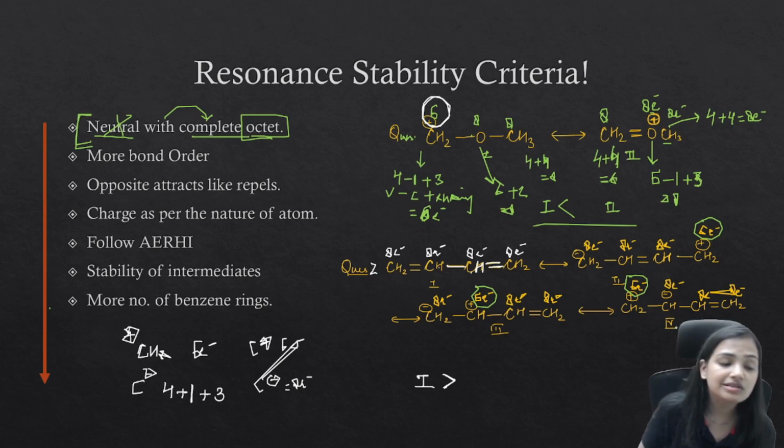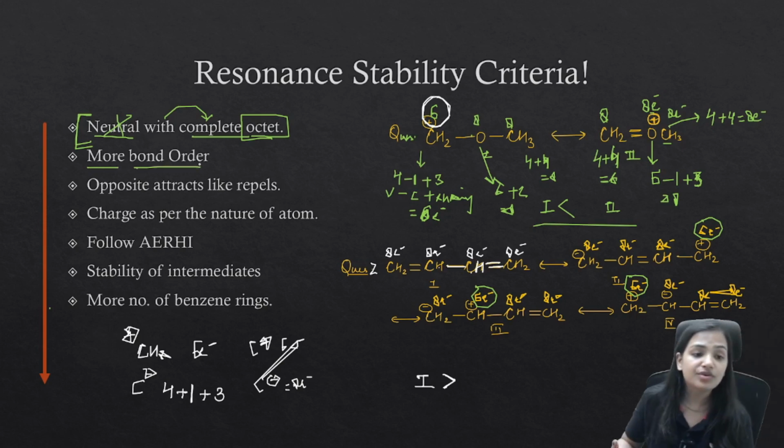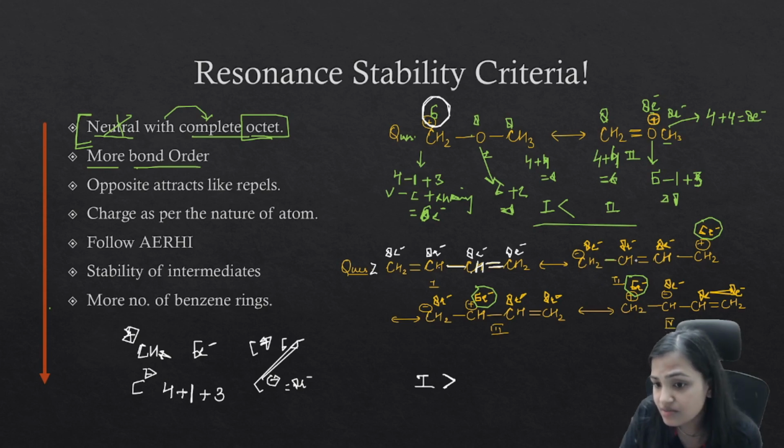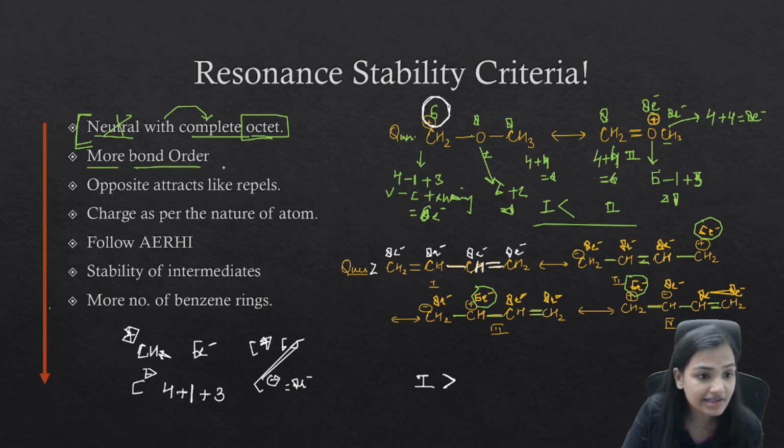We have to move to the second point, that is more bond order. More bond order means more number of covalent bonds. The bond order has to be higher. If you see the bond order between the carbon-carbon bonds, you will find 1 bond, 2, 3 and 4. How many covalent bonds are there? 4 between the carbon-carbon. Here also we found 1, 2, 3 and 4, means 4 covalent bonds. So covalent bonds are also the same. We are not getting our answer from this particular point, that is the second point.